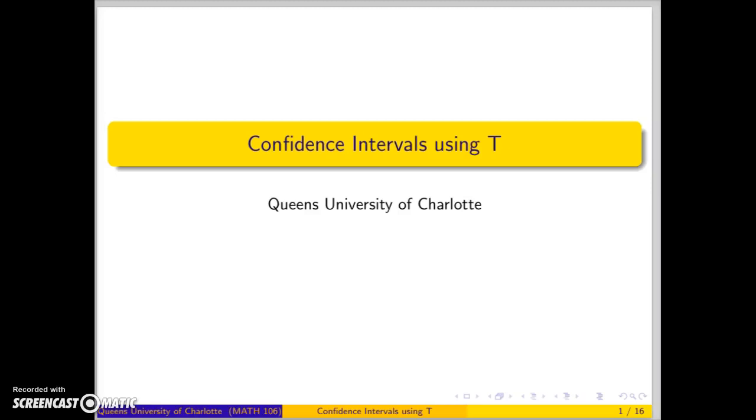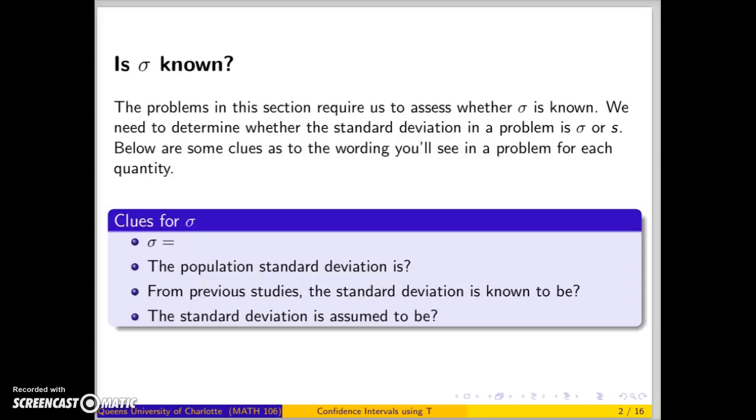Hi all, in this lesson we calculate the confidence interval for the mean using a t-interval instead of a z-interval. The biggest difference here is that we use the t when sigma is unknown and we use z when sigma is known. So let's figure out how we know when sigma is known.